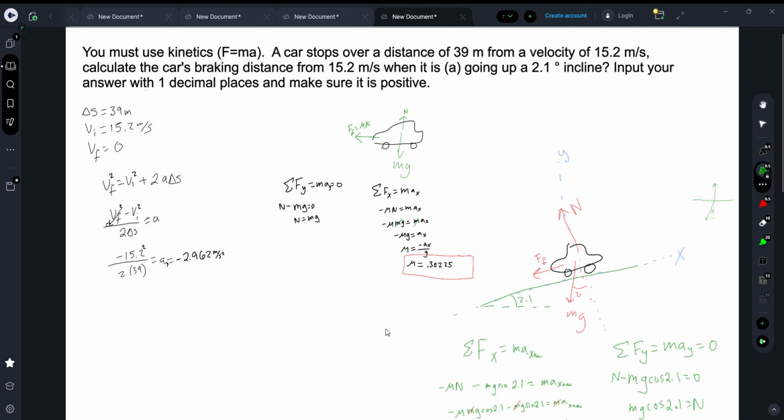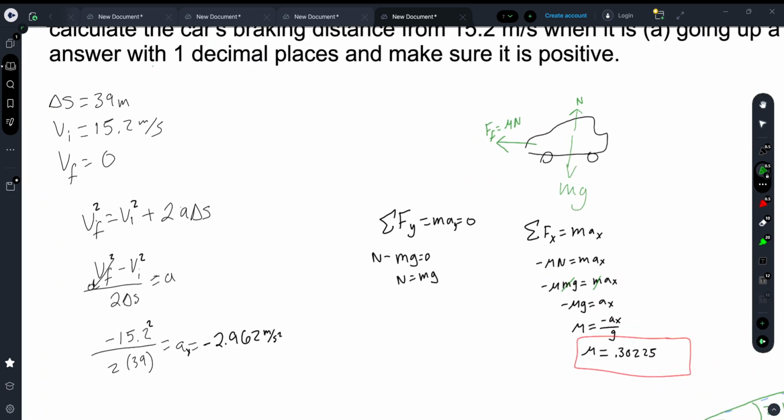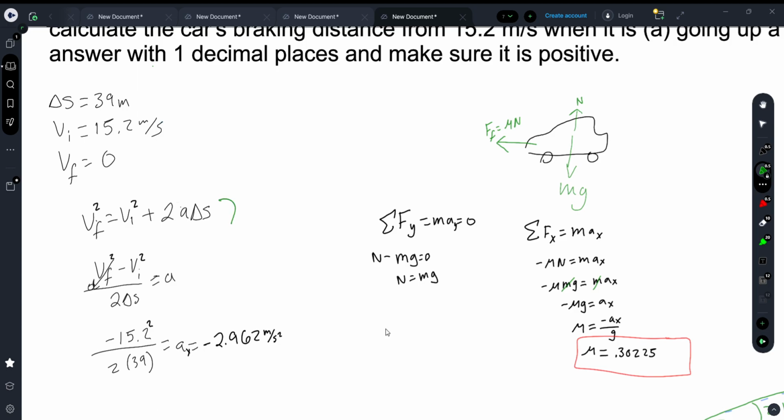So I started my equation with taking these variables and throwing that into my third kinematic equation, and using that to solve for my acceleration over flat ground.